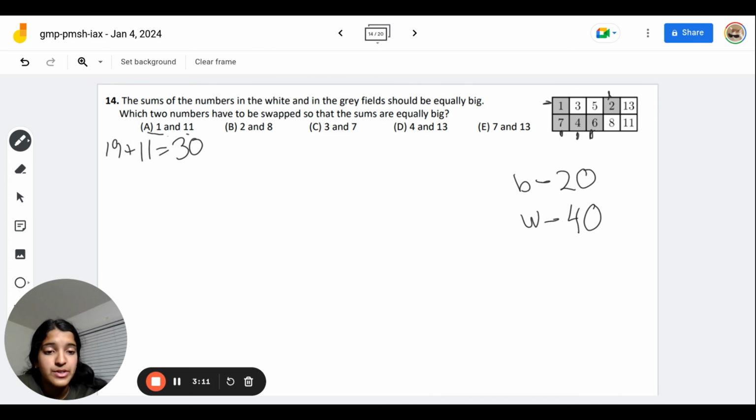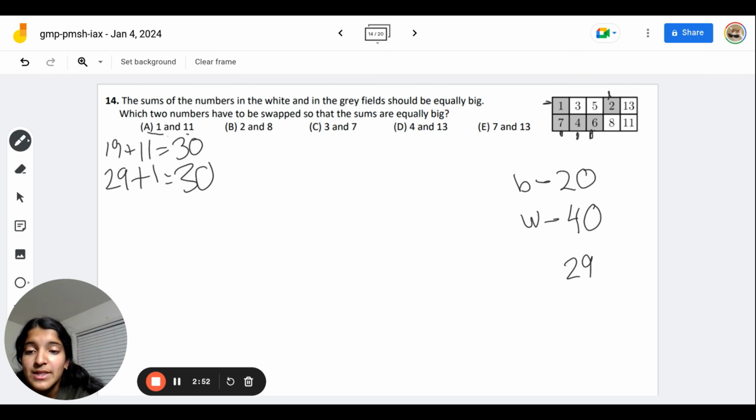Now for the white squares. For the white squares, we would have to subtract 11. Subtracting 11 would be 29, and then we would have to add 1 because that's what we're switching over, plus 1. And that would equal 30. So we can see that both the black squares and the white squares have 30 if we just switch 1 and 11. So the answer for number 19 would be A.